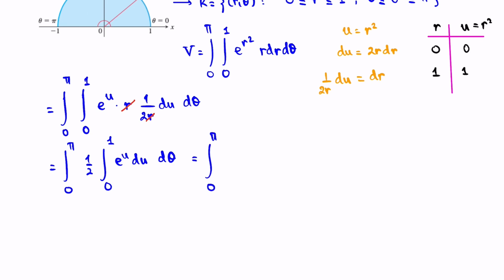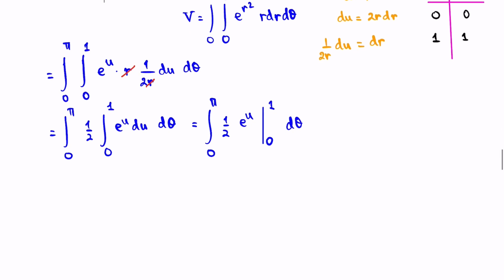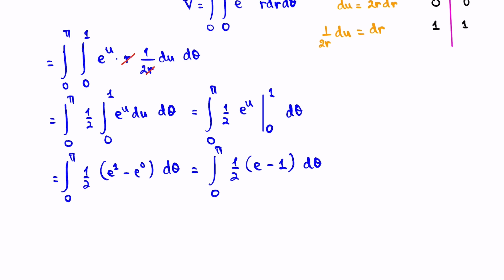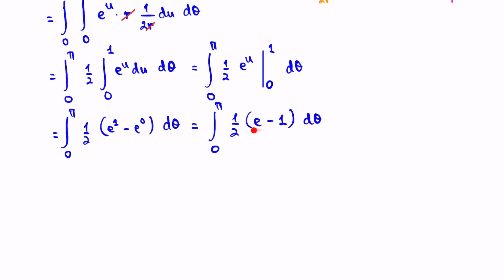The integral from 0 to pi of 1/2 e to the u, evaluated at 0 and 1, d theta. And you get the integral from 0 to pi of 1/2 times e to the 1 minus e to the 0, d theta, or the integral from 0 to pi of 1/2 times e minus 1 d theta. This expression is just a constant, right? You can pull that out of the integral and take the integral with respect to theta. We get 1/2 times e minus 1 times theta, evaluated at 0 and pi, or the answer 1/2 times e minus 1 times pi. And that is the answer.